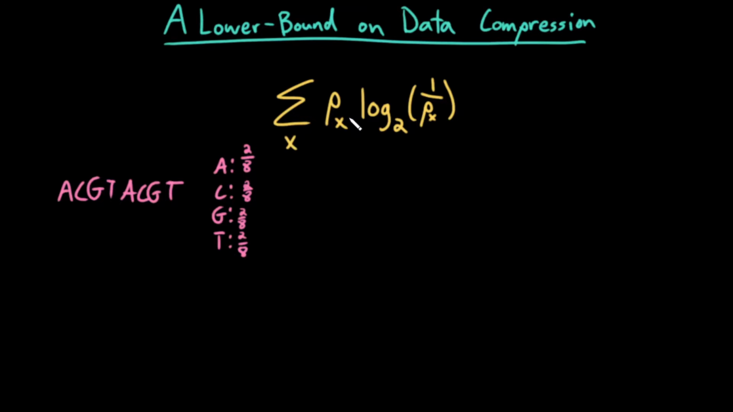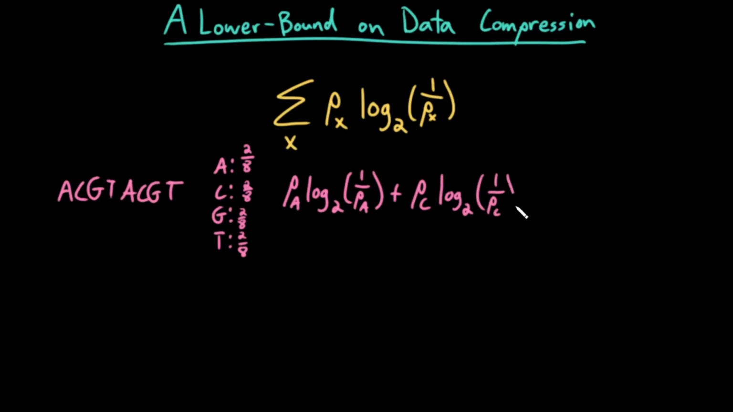So the Shannon entropy, or the minimum number of bits needed to represent one character, would be the sum over all of these terms. So probability of seeing A times the log base 2 of 1 over the probability of seeing A, plus the probability of seeing C. Oops, let me use a lowercase because I've been using lowercase so far. Probability of seeing C times log base 2 of 1 over the probability of seeing C, plus the same thing for G and T.